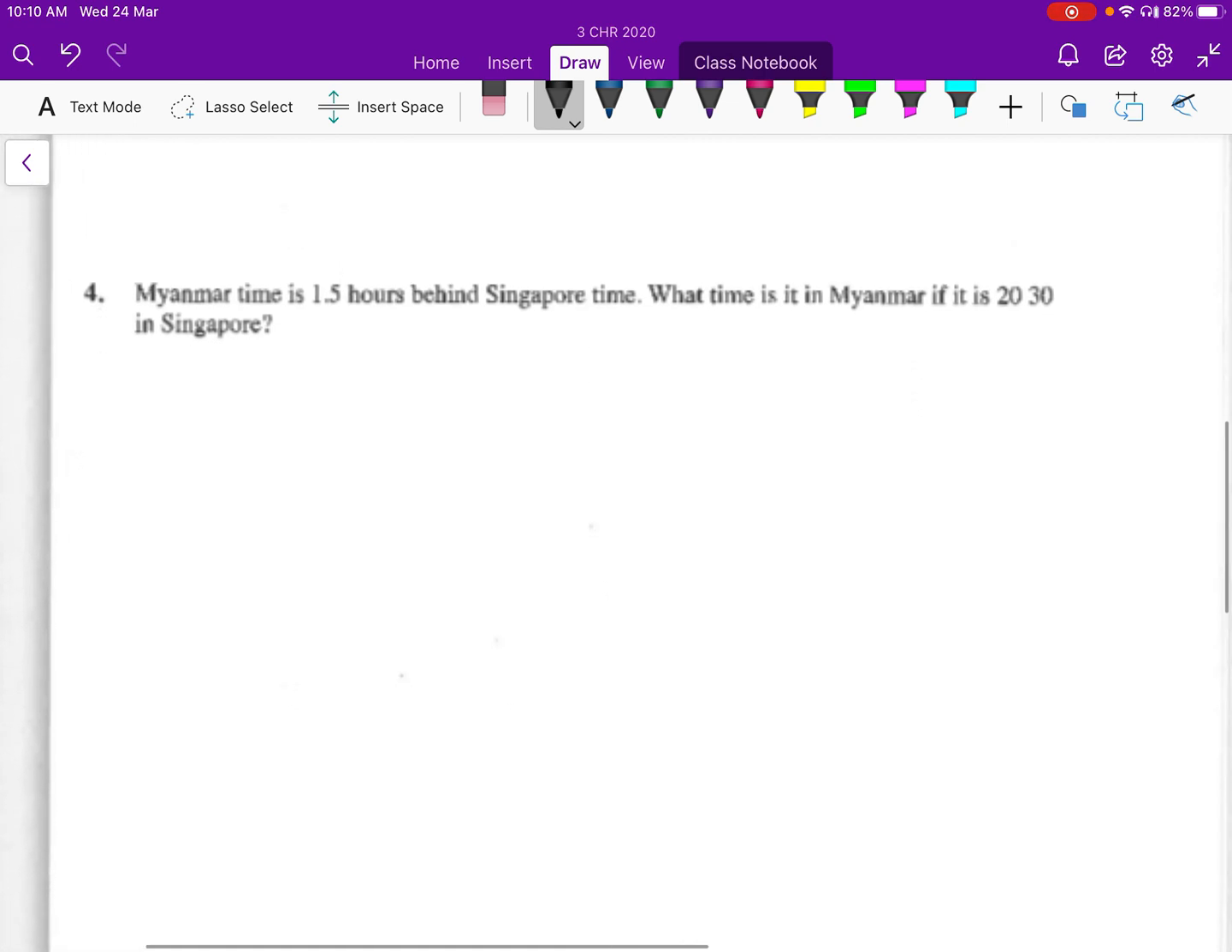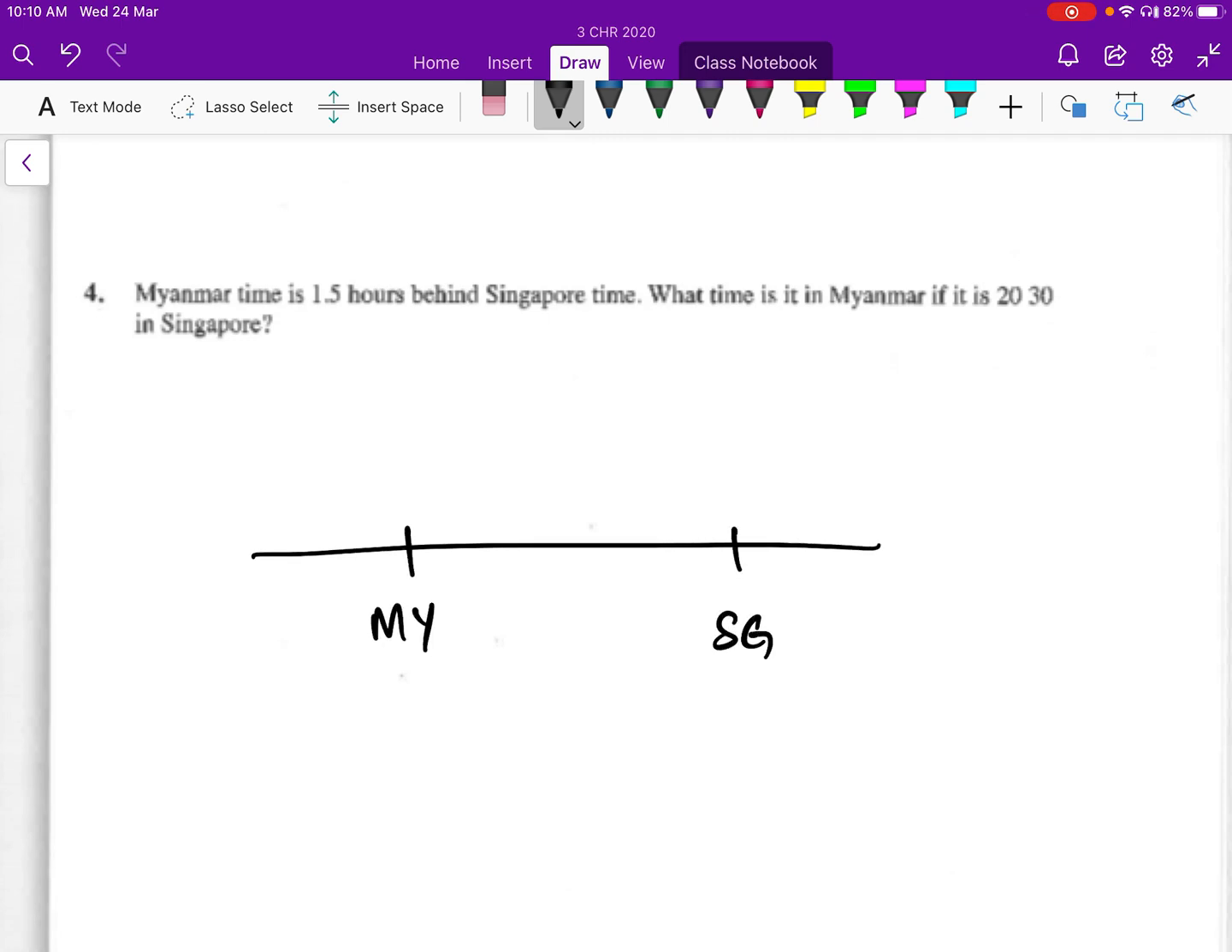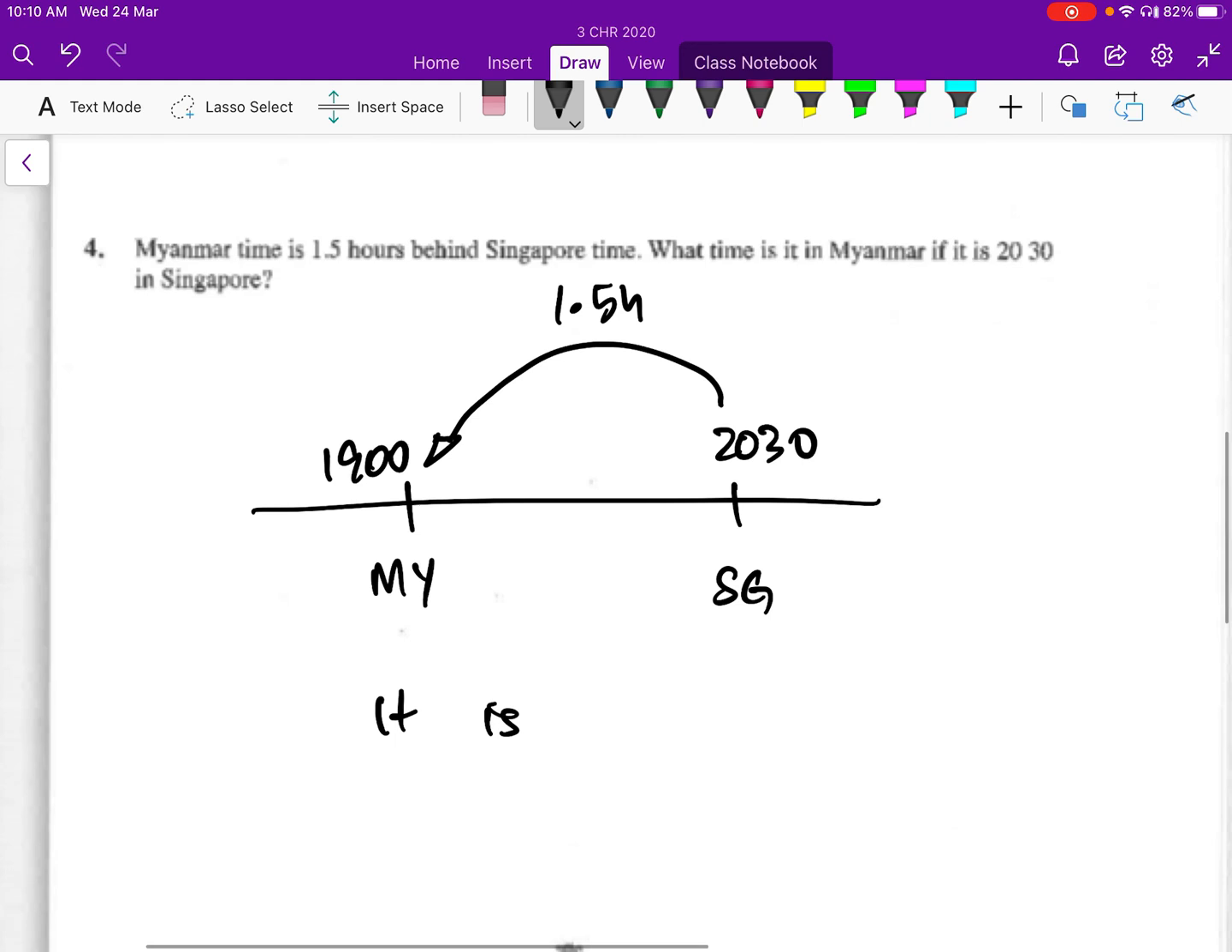Okay, now Myanmar is 1.5 hours behind Singapore. So Singapore is over here, Myanmar over here. It is 2030 in Singapore. We need to go back 1.5 hours, 1 hour 30 minutes. So what time is it in Myanmar? It is 1900, because it's behind.